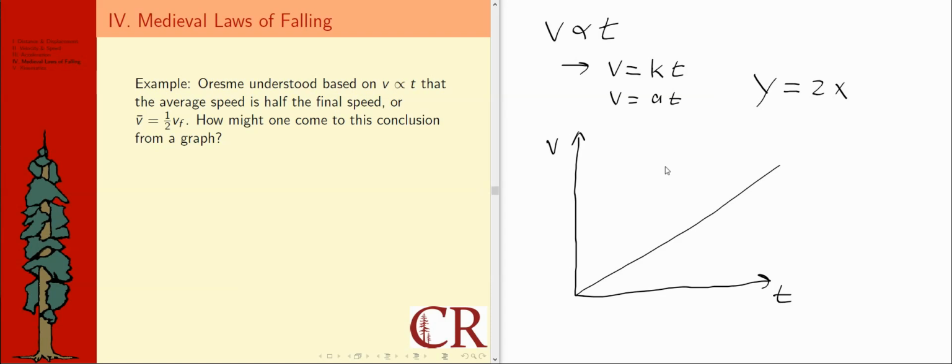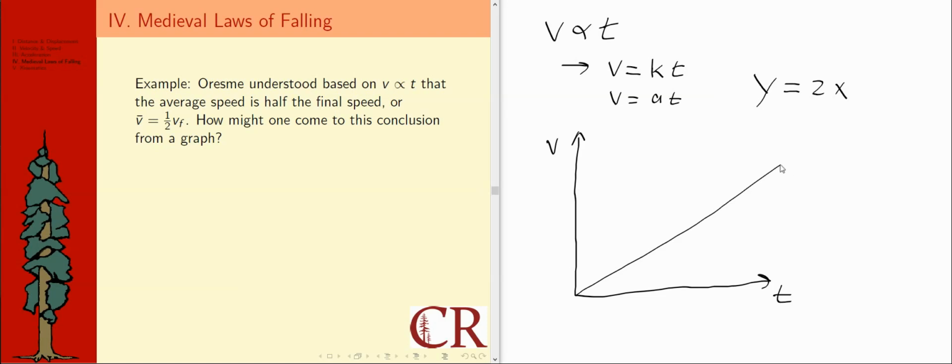Oresme understood, based on the idea that speed is proportional to time, that the average speed is half the final speed, or that formula we saw earlier, v bar is equal to 1/2 v sub f. How might one come to this conclusion from a graph? Well, I already have the graph we looked at in the last example here.